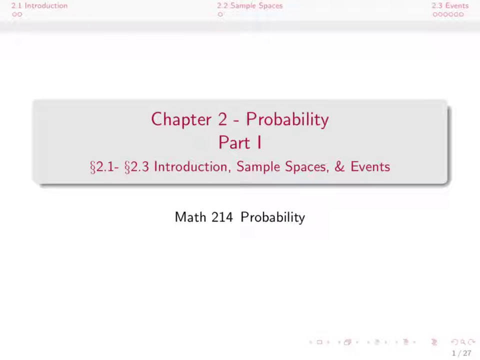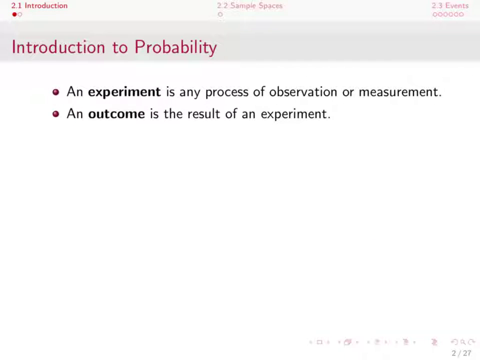Welcome to our discussion of Chapter 2 on probability. This will be part 1 of the series. We'll be discussing sections 2.1 to 2.3, and this will cover the introduction to sample spaces and events. To start, we're going to introduce a little bit of terminology.